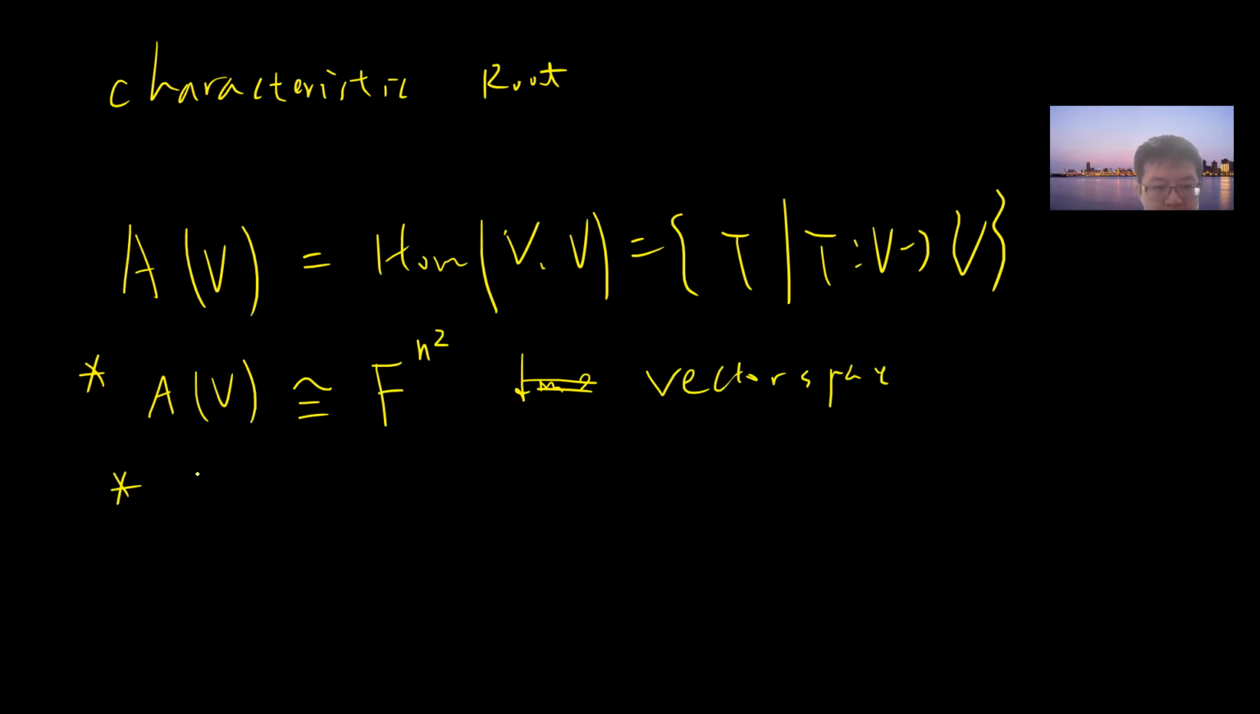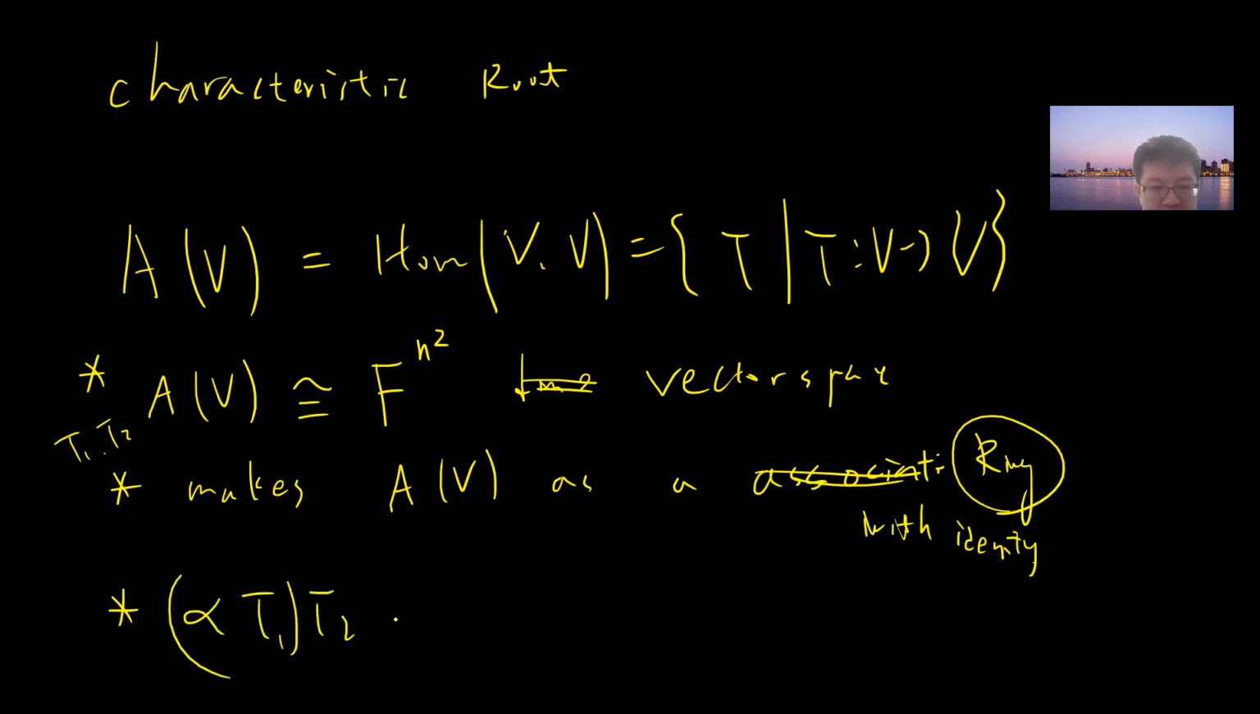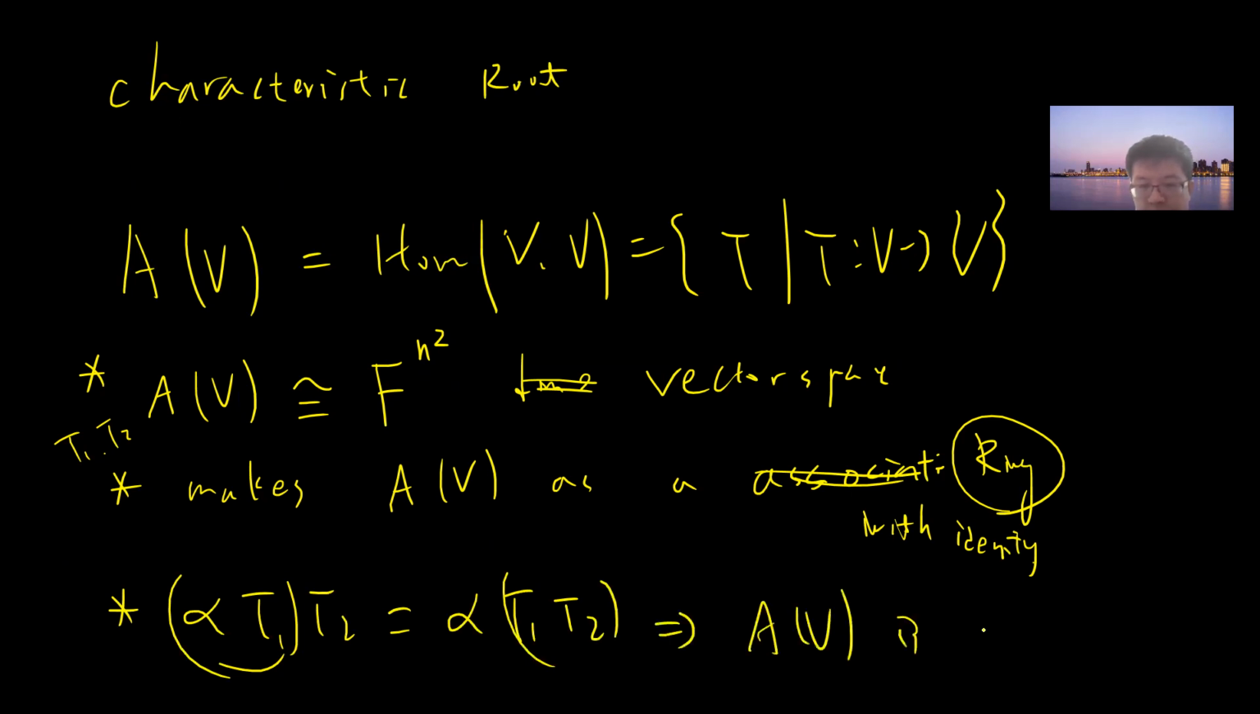But I said last time that given any T1 and T2, you can do a composition, right? So this makes L(V) an associative ring. Usually a ring should be associative, and also with identity. But now we can still multiply by any element of F, right? So we can talk about alpha T1 T2. The alpha T1 is still another element in it, right? So you can check its properties, which makes L(V) an algebra.